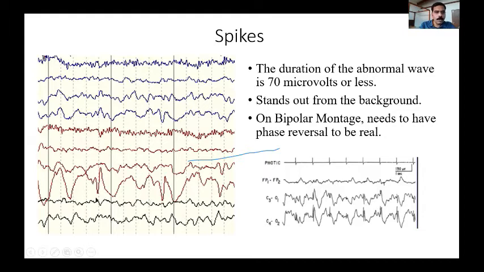This would be a spike wave here. Sometimes you have multiple spikes. This is called a polyspike. This is a unispike and this is a polyspike. They should stand out from the background. It's very important to call it abnormal. It should be striking from the background.